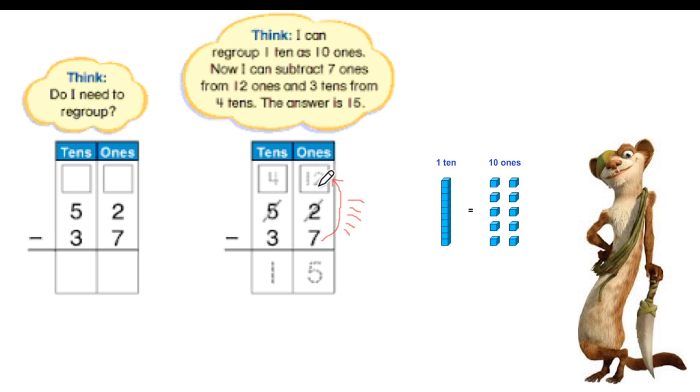Now I had to cross out one group of tens because that group of 10 went to the ones. Bye-bye that 10. So the 5 tens will become 4 tens. And now I will use that one to subtract 3. 4 take away 3 equals 1.